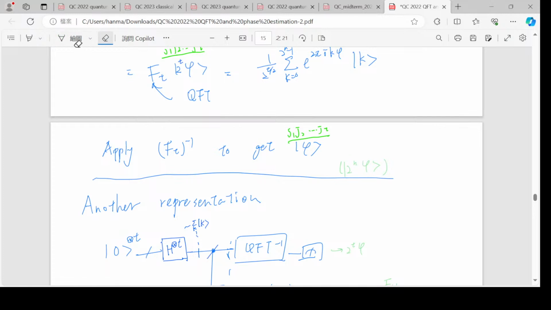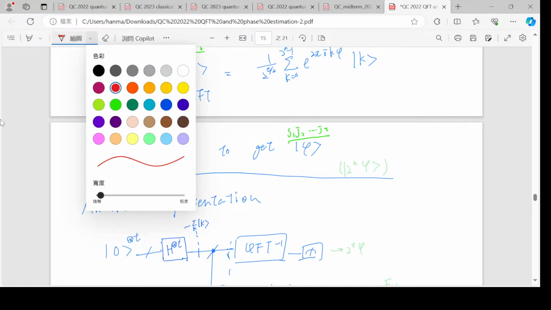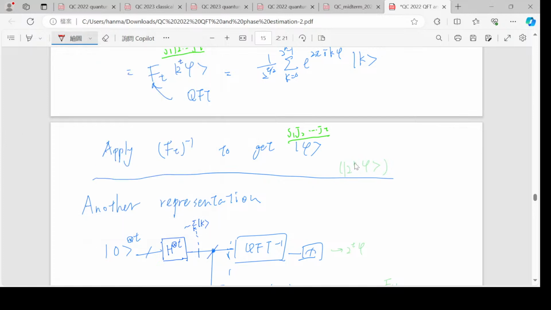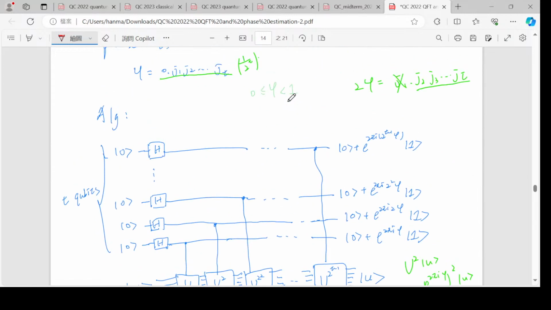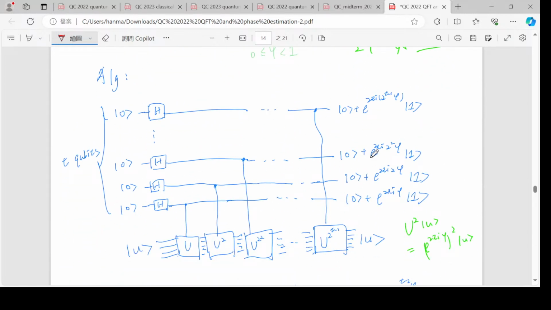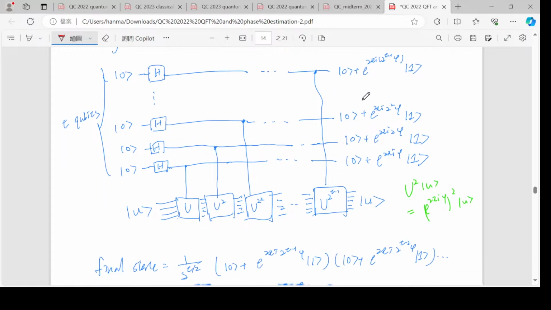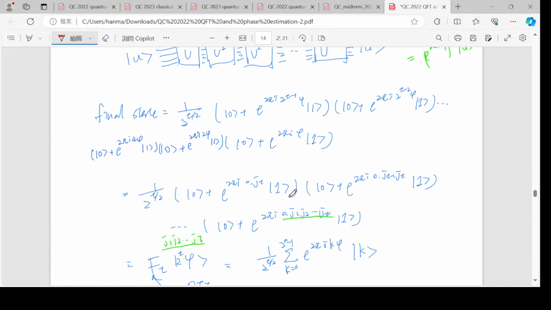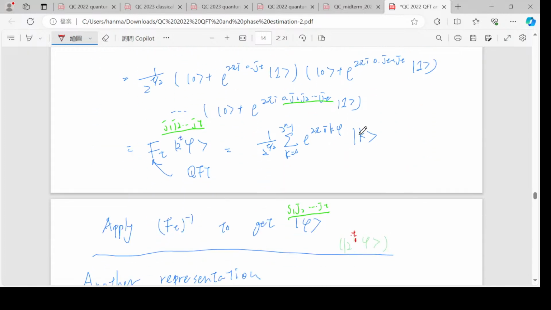Can I erase this? No, it's different. Okay. 2 to the T phi. Okay. So that's the idea of quantum Fourier transform of phase estimation. So that's how you use quantum Fourier transform to do phase estimation. You do this 1 qubit by 1 qubit phase kickback. And then you see those product state has the same form of the product state of a quantum Fourier transform state. Then you apply inverse quantum Fourier transform, then you will get the actual state.